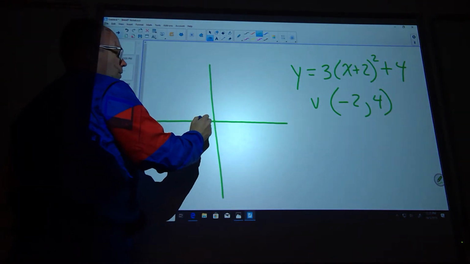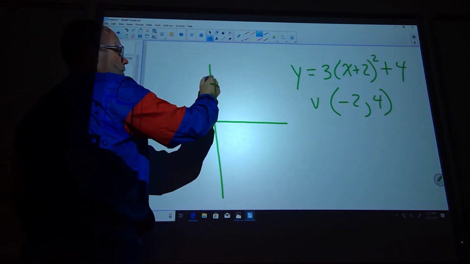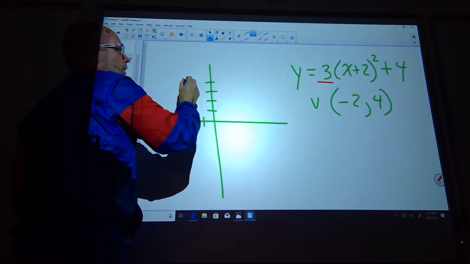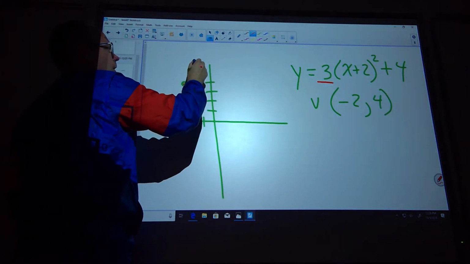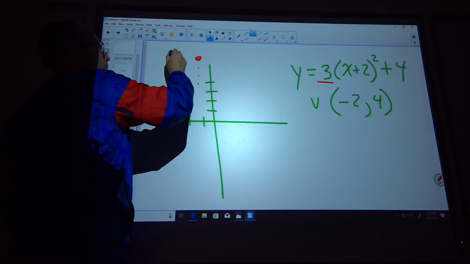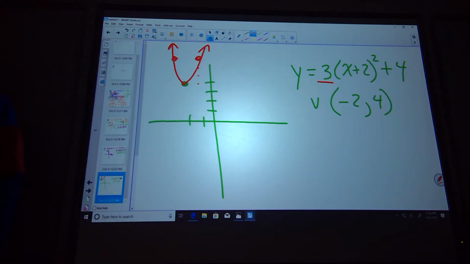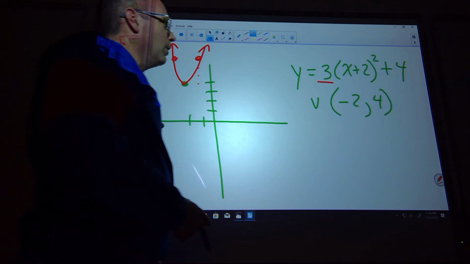So, -2, 4. Because that's a 3, and it's positive, I'm going to go right 1, up 3. And here, up 3. Okay? That's what this graph looks like. And it's actually that easy to do, but people make it more complex.